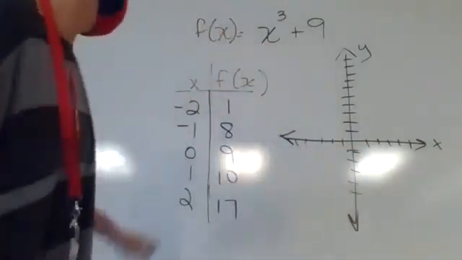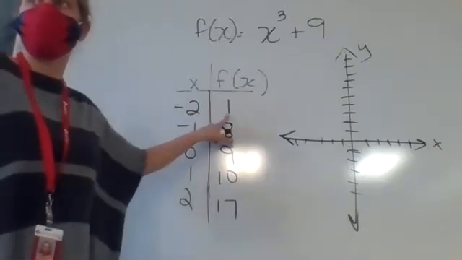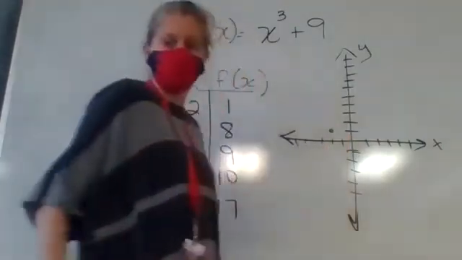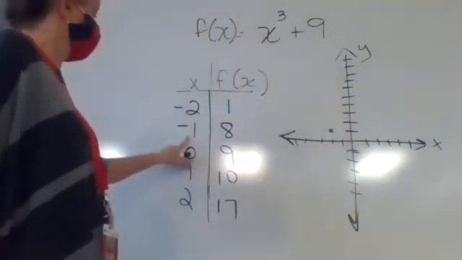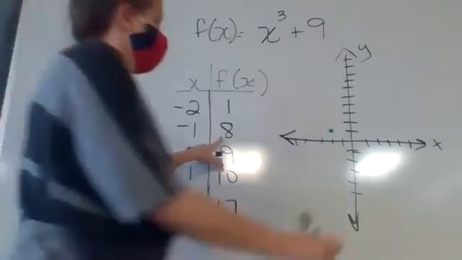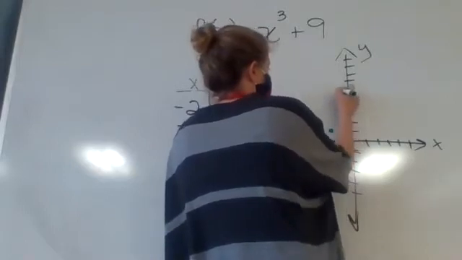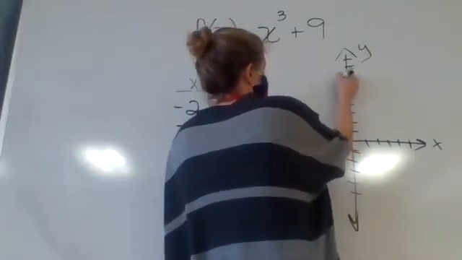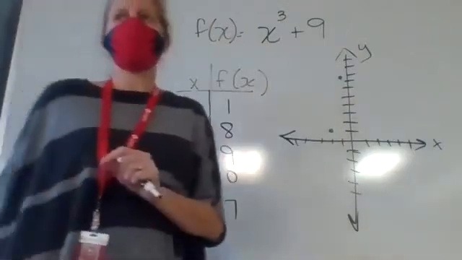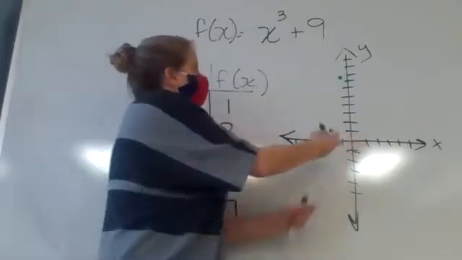So let's see. -2, 1. Left 2. Up. -1, 8. Left 1. Up 8. 0, 9. No left or right at all. Just go up to 9.